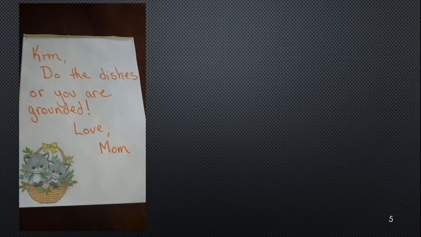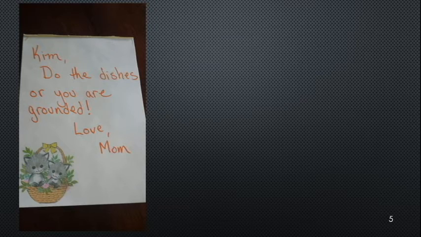So if we take a look at this piece of rhetoric, it says, "Kim, do the dishes or you are grounded. Love, Mom," and it has some cute little kittens on it. So the first thing we want to do is create an AP square, and for our purposes we're going to create the outside of an AP square only, because that's all we need for the thesis statement. So if you'd like some practice, go ahead and pause the video right now and make the outside of an AP square.